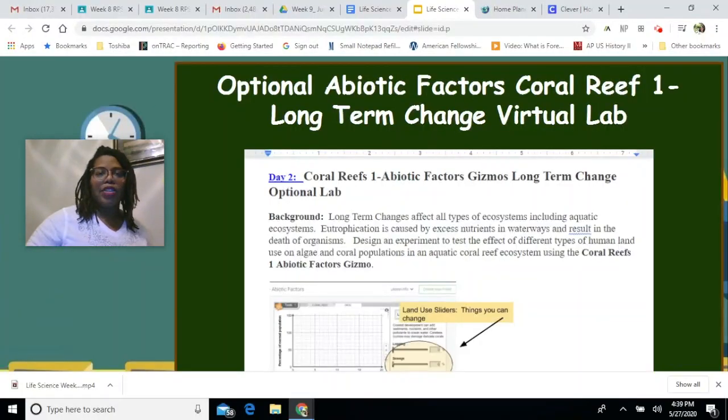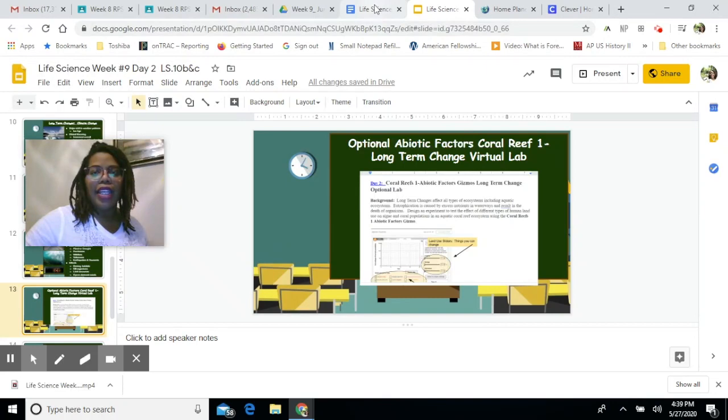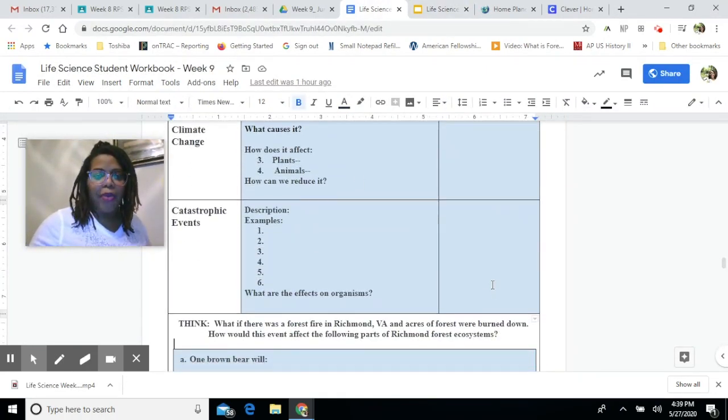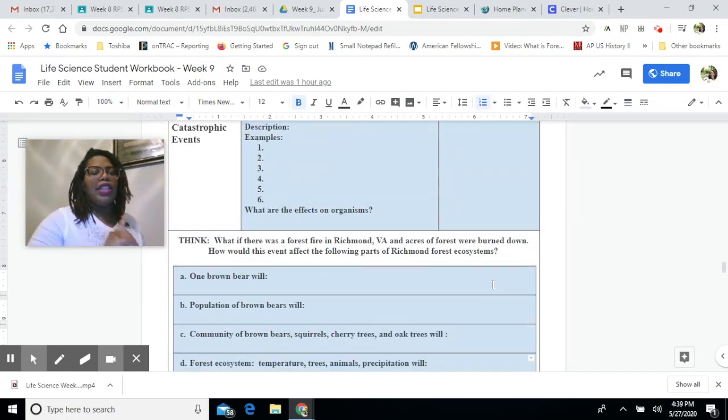I am going to go back to our note sheet for just a second. So we should have completed this top portion, and similar to what we did with the short-term changes, now let's pretend, I know it's a bad pretend, but let's pretend that there's a forest fire in Richmond. Richmond is part of a temperate deciduous forest. So there's a forest fire in Richmond, and we have lost some acres of forest land. How will this event affect each individual part of a Richmond forest ecosystem?